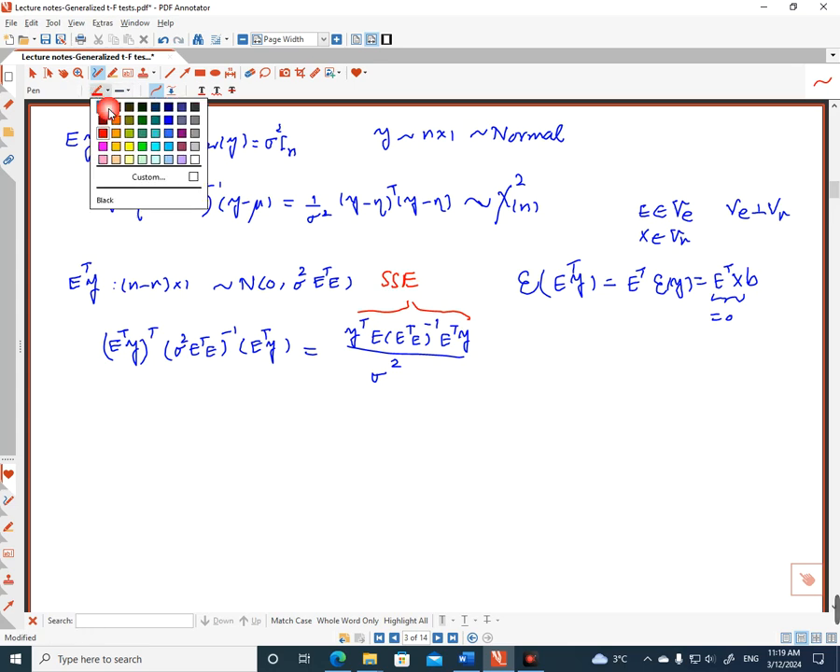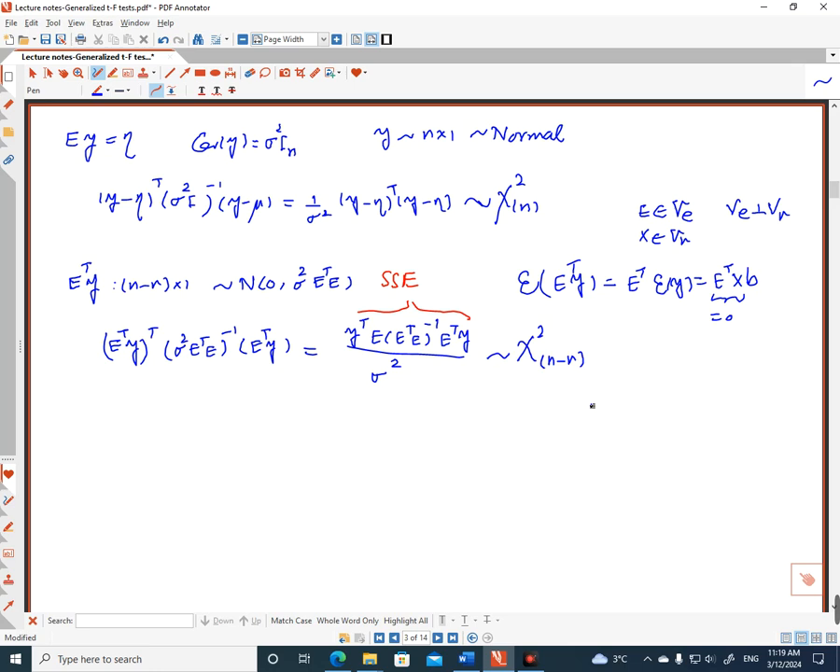But interestingly, based on lemma 3, we can conclude that the distribution is chi-square with n minus r degrees of freedom, because the dimension of e prime y is n minus r. So we can easily conclude that SSE divided by sigma square has a chi-square distribution with n minus r degrees of freedom. And this is an important result which we are going to use further on.